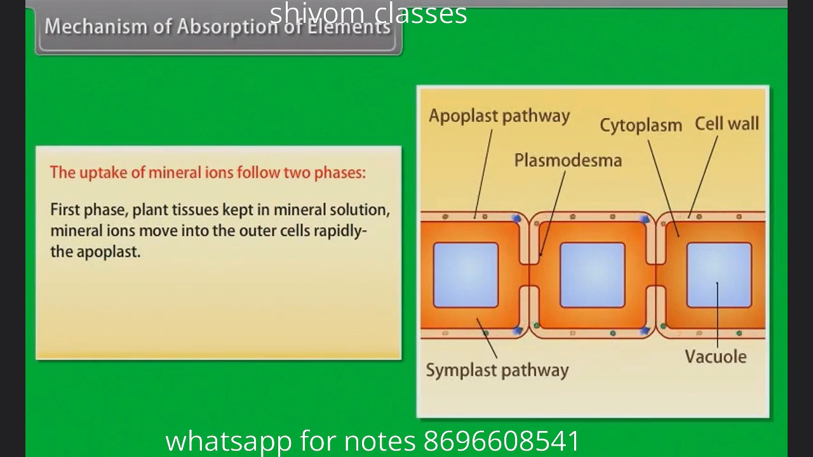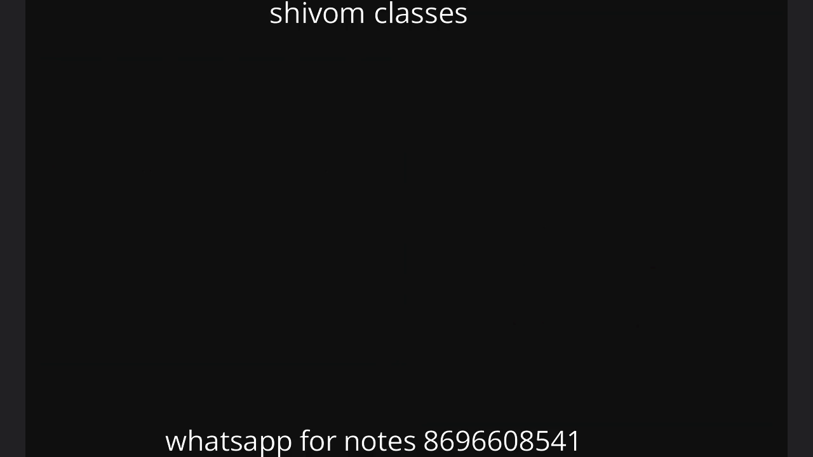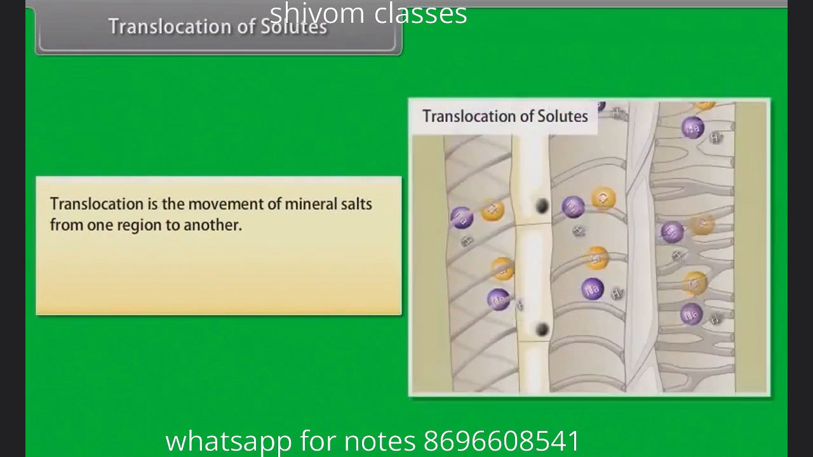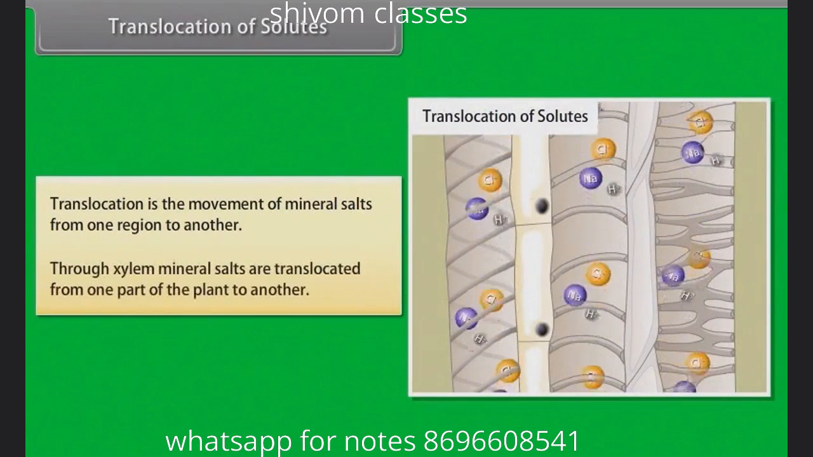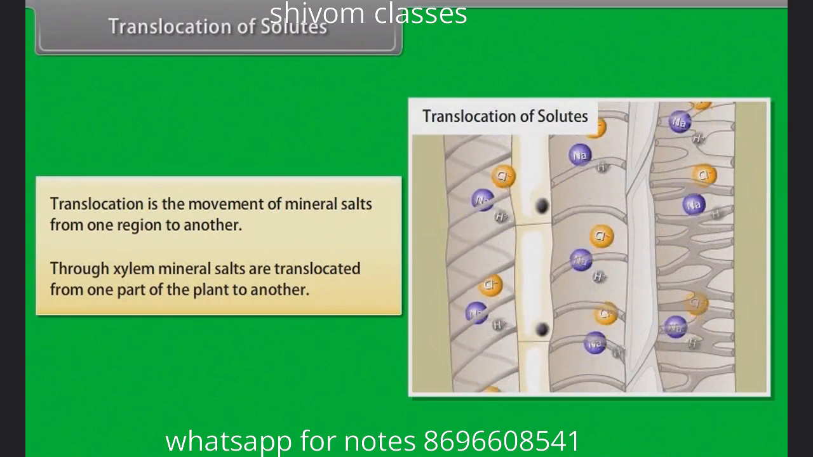First phase. Plant tissues are kept in mineral solution. Mineral ions move into the outer cells rapidly, the apoplast. Second phase. Mineral ions move slowly into the inner space, the symplast. It is an active process and metabolic energy is utilized. Translocation of solutes. Translocation is the movement of mineral salts from one region to another. Through xylem, mineral salts are translocated from one part of the plant to another.